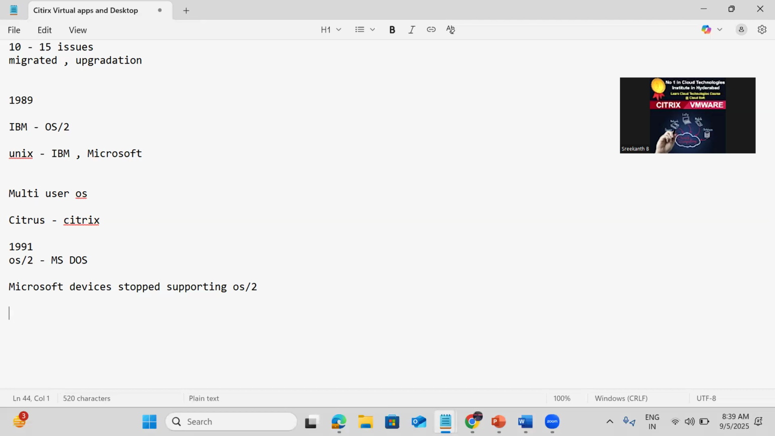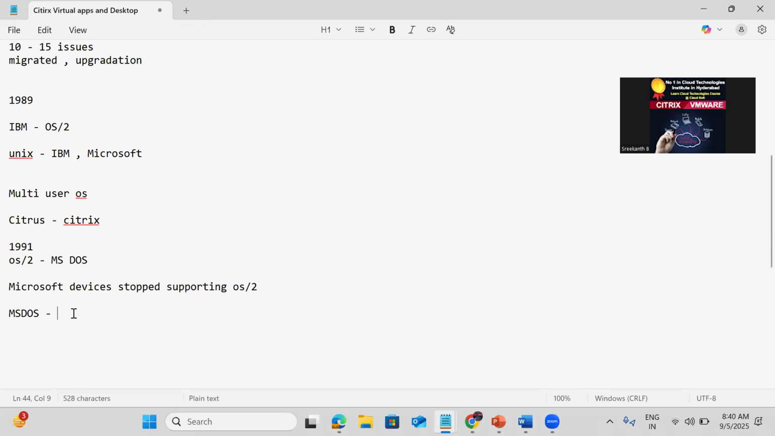Then they realized MS-DOS was going to be the future, because MS-DOS came from Microsoft before Windows, which is again a command line kind of thing. But compared to OS/2, it is very easy to manage also.